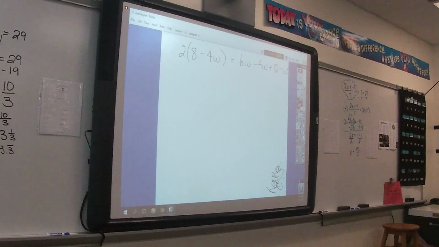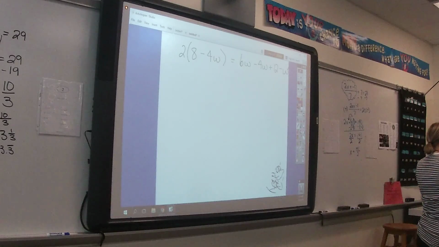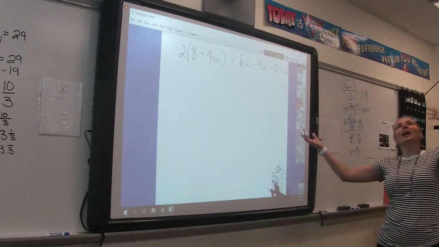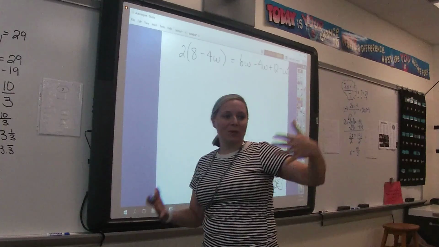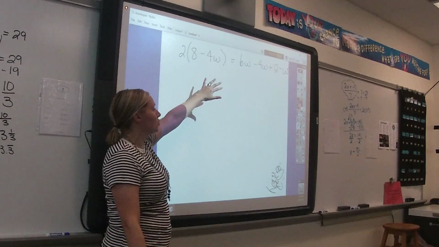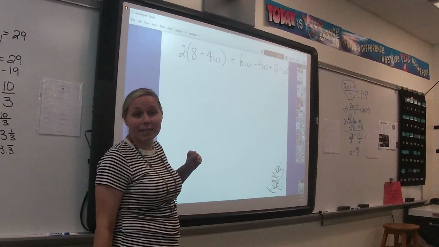Times 8 minus 4w equals 6w minus 4w plus 12 minus w. We are going to go down the exact same steps we were using yesterday, so do not let your brain think anything different. We just have to consider both sides of the equal sign now. Okay, so step 1 says, if there are parentheses, distribute. So do we see any parentheses happening up here? Yes, so we need to distribute.